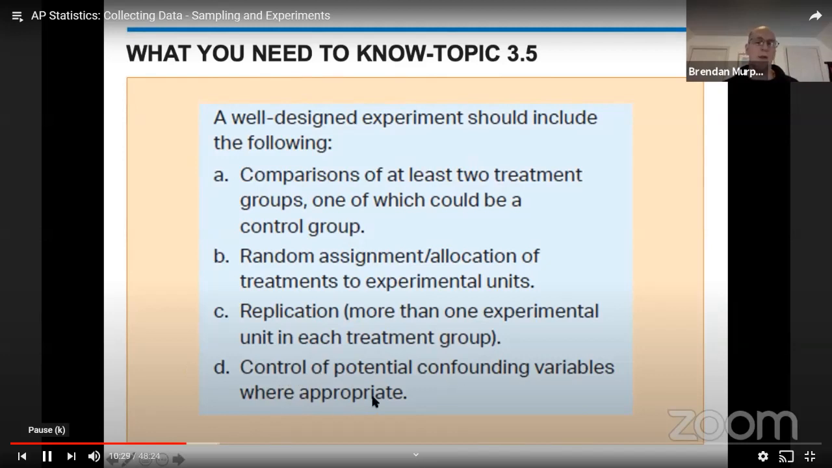I have a problem where we'll talk about confounding variables a little bit more. So, in summary, we need to impose a treatment, we need some randomization, we need replication, and we need to control for outside confounding variables. So those are kind of the four components of a well-designed experiment. And as we walk through problems today, I'll try and just repeat those four. Do we have this? Do we have that?